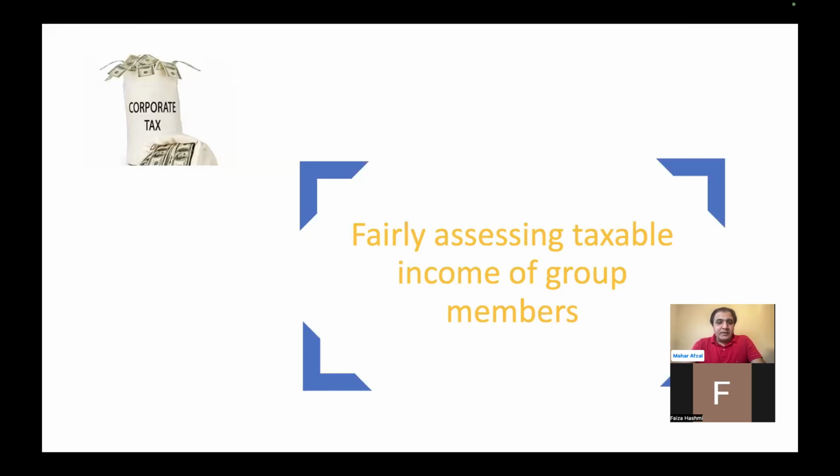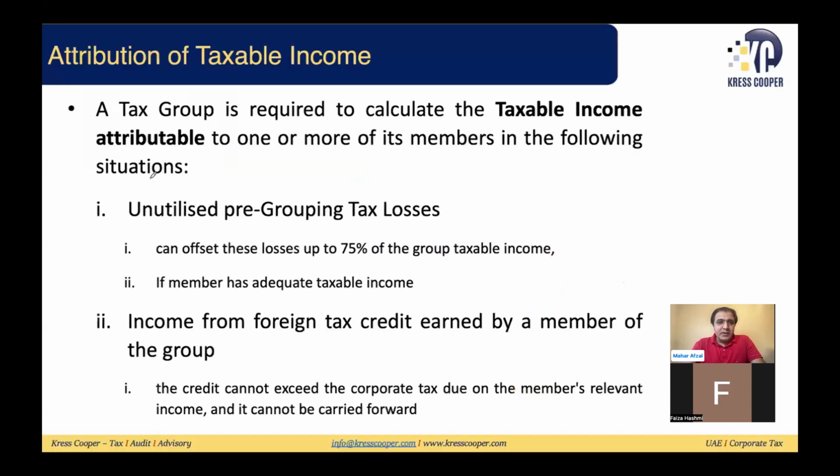So there are 4 conditions basically. In these 4 conditions, we are required to assess the taxable income of the individual group members. The first is unutilized pre-grouping tax losses. If one member in the group has unutilized pre-grouping tax losses, we know that the member can offset maximum up to 75% of the taxable income of the group.